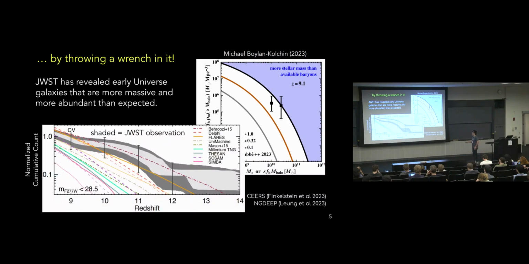Another example is cumulative count functions, where you have redshift versus normalized cumulative count. The shaded region is the JWST observations. All the curves here are different theories. We have cosmological simulations, and all the semi-analytic and semi-empirical models, and all of them predict a number of galaxies much lower than what you see from JWST.